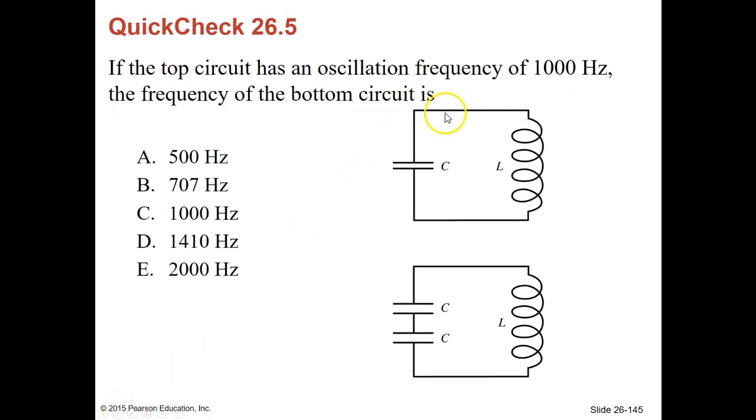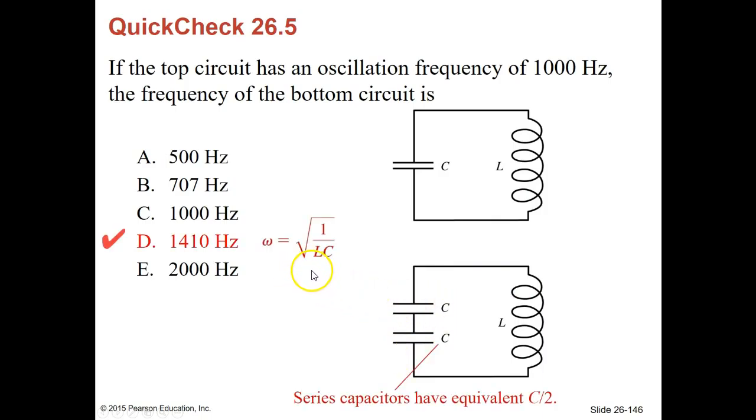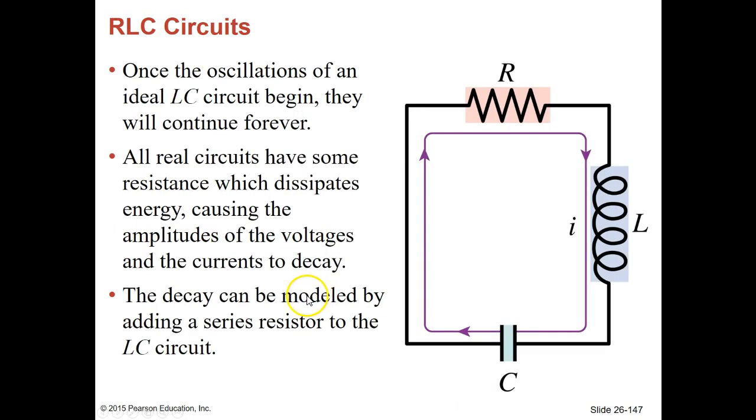In the top circuit, we have an oscillation frequency of 1,000 hertz. They want to know what the frequency of the one on the bottom is. All we've done here is add another capacitor. When we do that, we know the angular frequency is equal to the square root of 1 over LC. Series capacitors have an equivalent capacitance of C over 2, so I have 1 over, and then we can just make this 1, and do C over 2, and if you do that, we end up with 1410 hertz.